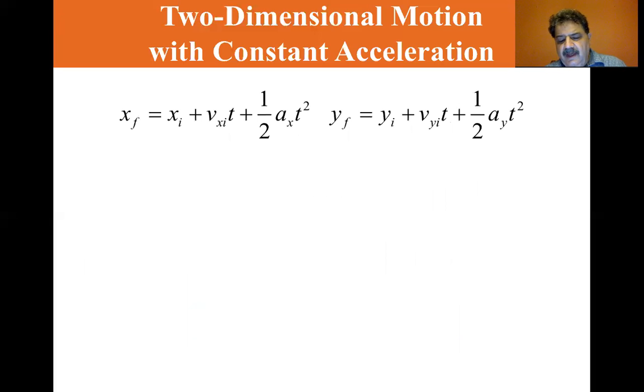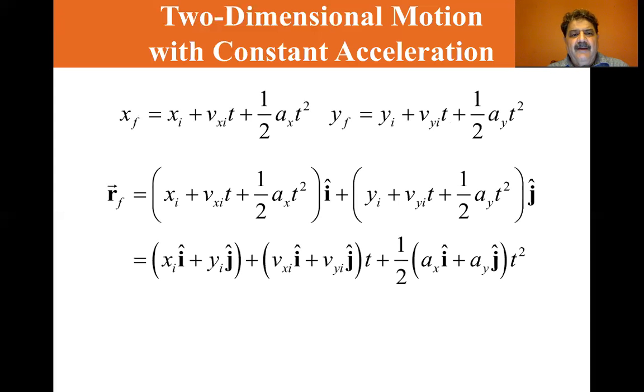So the x and y coordinates of a particle under a constant acceleration are given by these equations. x final equals x initial plus vxi t plus 1/2 ax t squared. And y final equals yi plus vyi t plus 1/2 ay t squared. You've seen these before. Now in vector form, it gets a little complicated. We've got those same equations, the one in the x direction times the i vector, and the one in the y direction times the j vector.